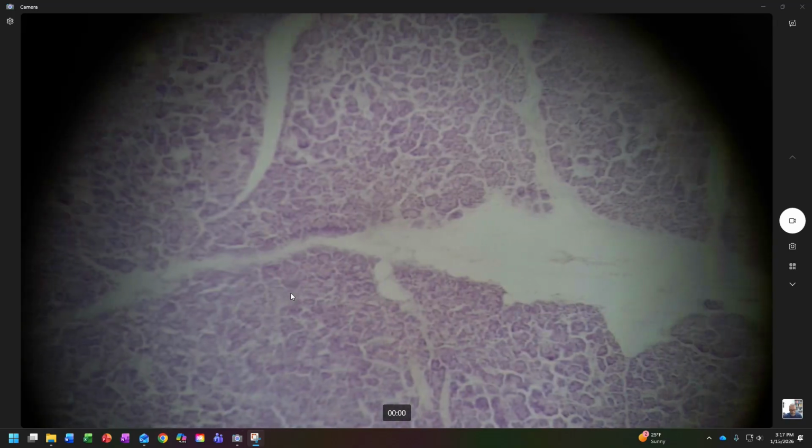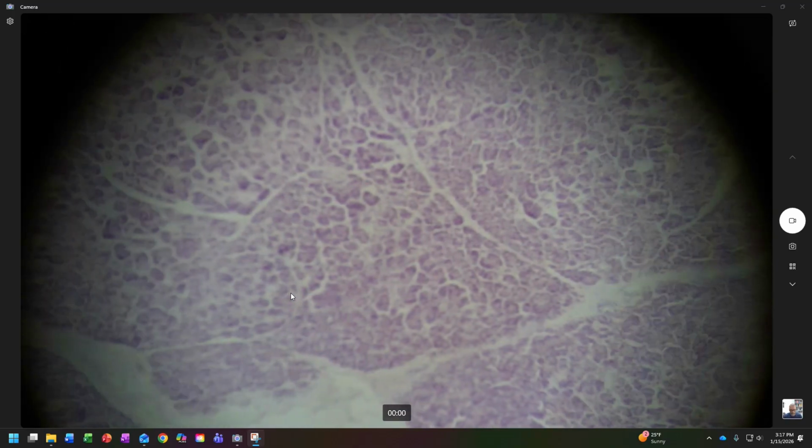Yeah, so not the best slide. But let's go to 400x, see if we can see something.